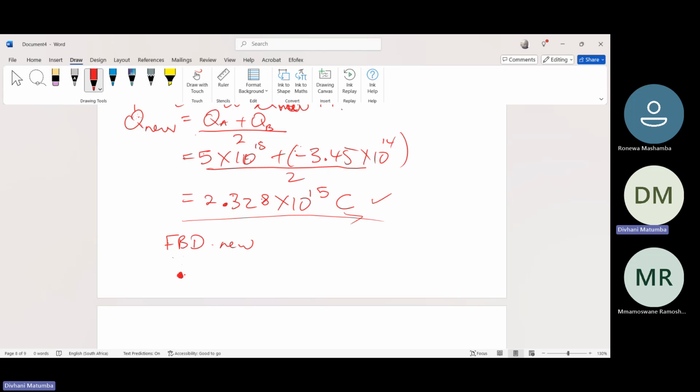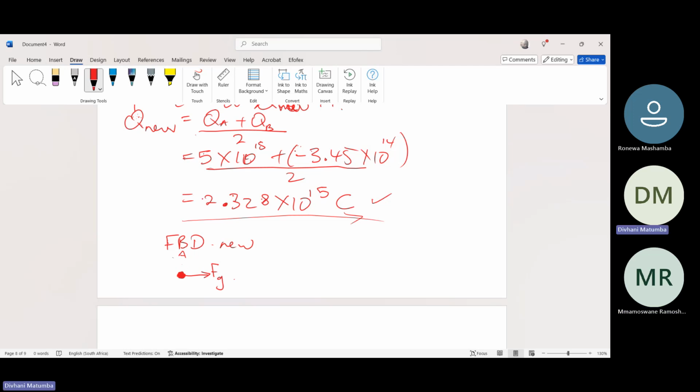what will be the direction of your force of gravity on planet A? Will it not be to the right? Yes, it will still be to the right. And then the direction of the electric force? Is it also to the right?